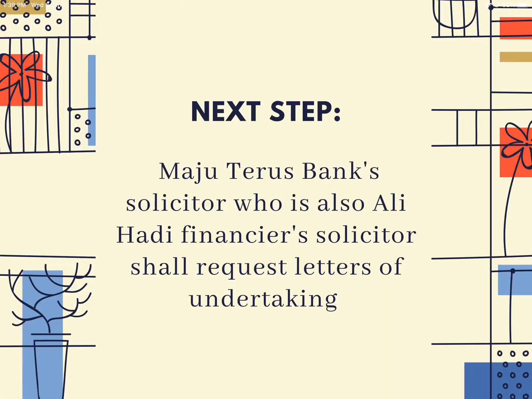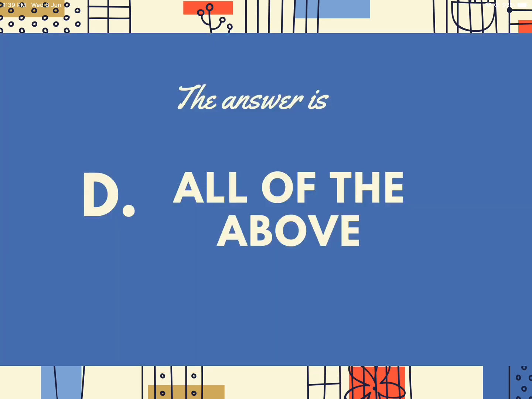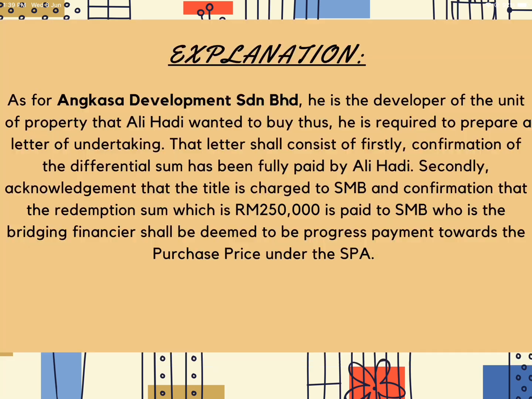The second step is Maju Terus Bank's solicitor, who is also Ali Hadi's financing solicitor, shall request letters of undertaking. A letter of undertaking is a letter to confirm and undertake to do something in the future by relevant parties. The question here is, which parties are involved under this step? The answer is D, all of the above.